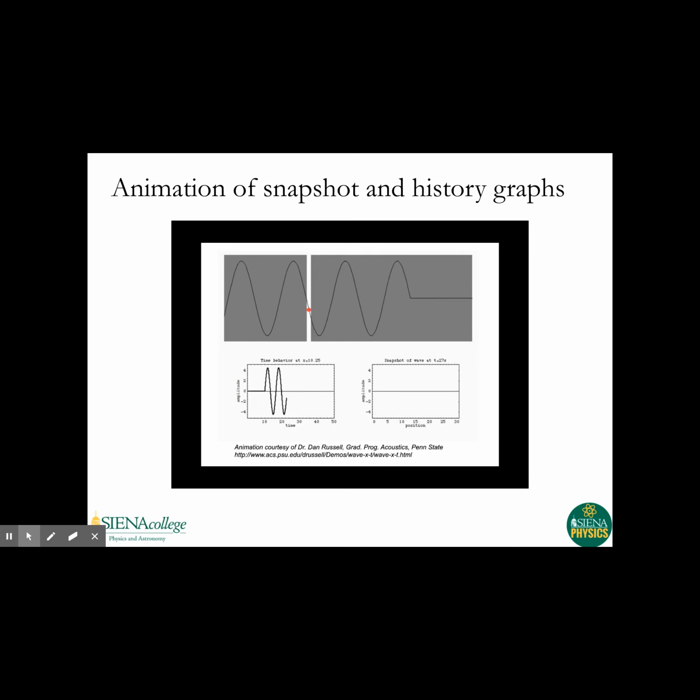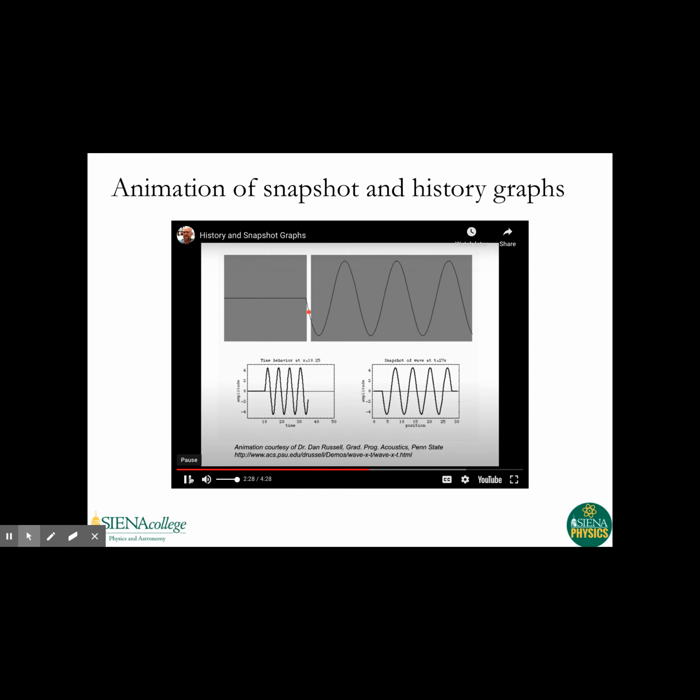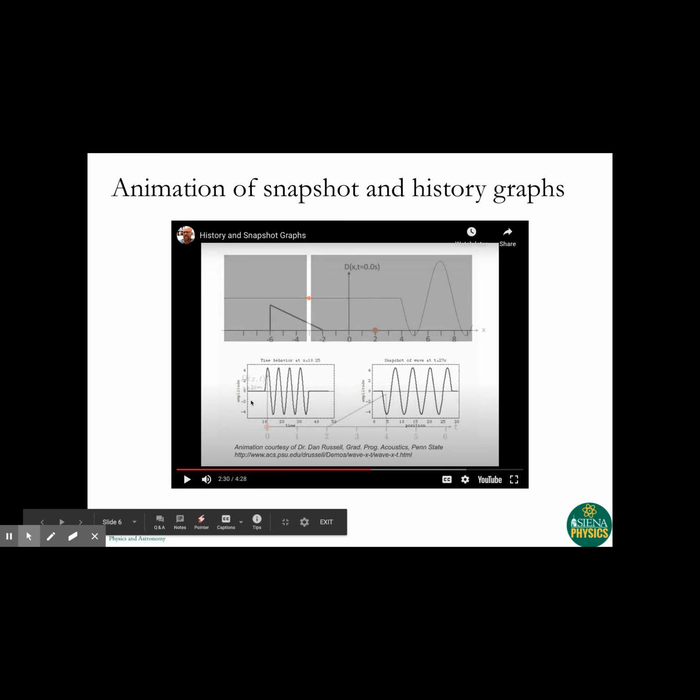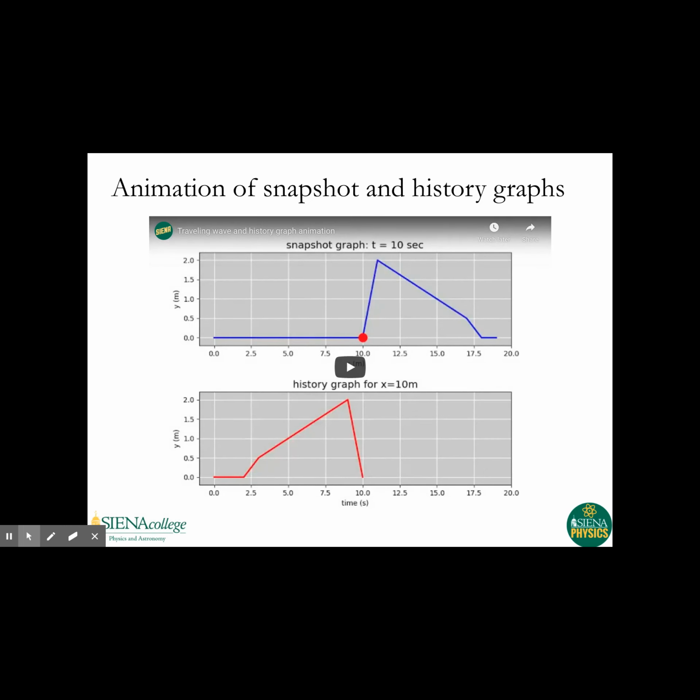So here's both of them together. As the wave moves to the side, the history graph tracks what's happening with that red dot going up and down. And then at one of those instances in time, t equals 24 seconds, or 27 seconds, it gets a picture taken of it, right? And you see the graphs are actually the opposite of each other, and they have different axes. One is position, one is time. So this is the real difference between snapshot and history graphs. Okay, so I wanted to show you another example of snapshot and history graphs. So I'm going to show this.